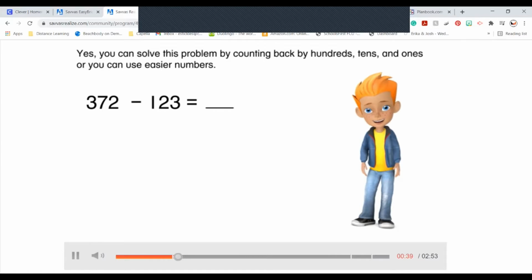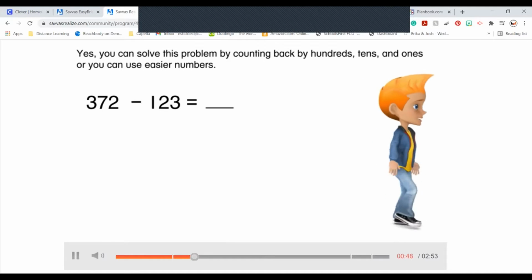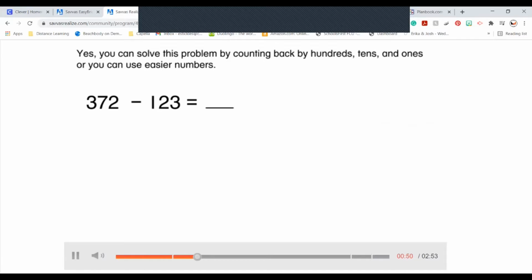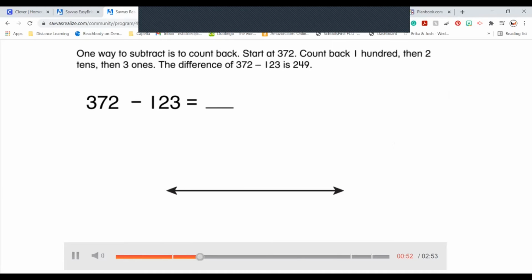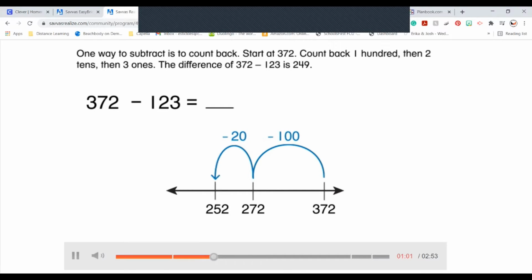Yes, you could solve this problem by counting back by hundreds, tens, and ones. Or you could use easier numbers. One way to subtract is to count back. Start at 372. Count back 100, then 2 tens, then 3 ones. The difference of 372 minus 123 is 249.